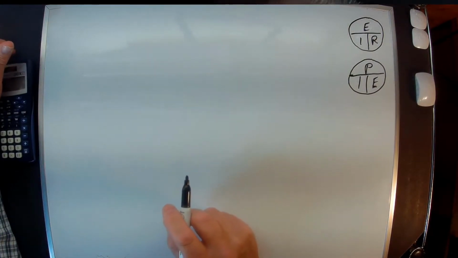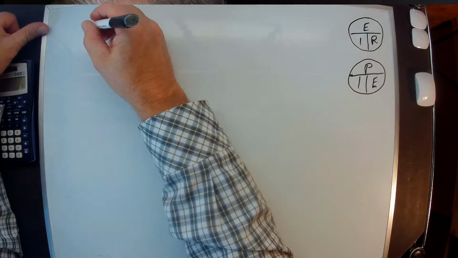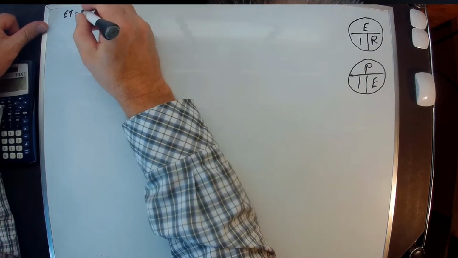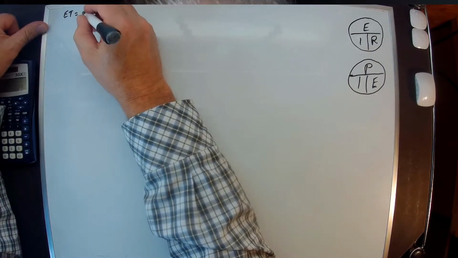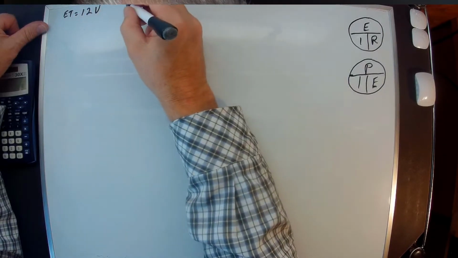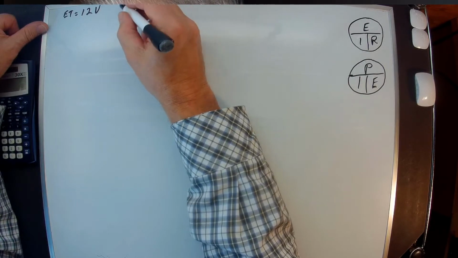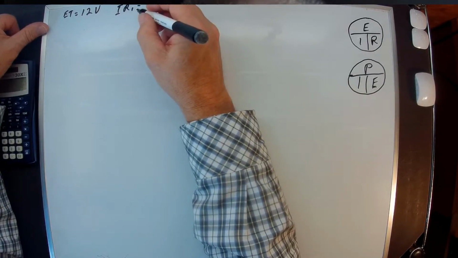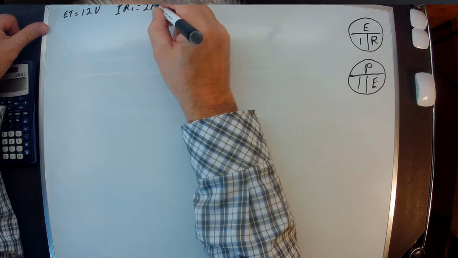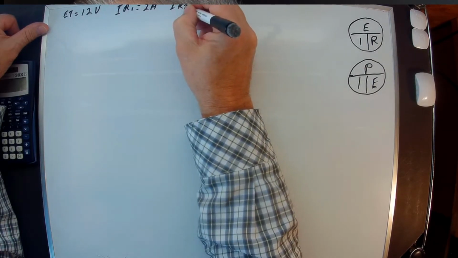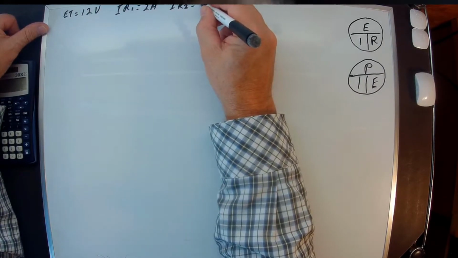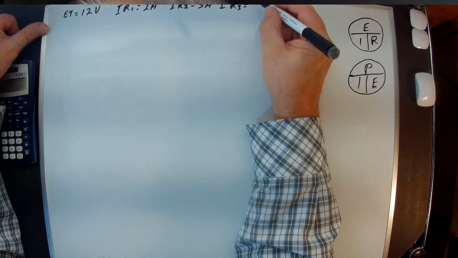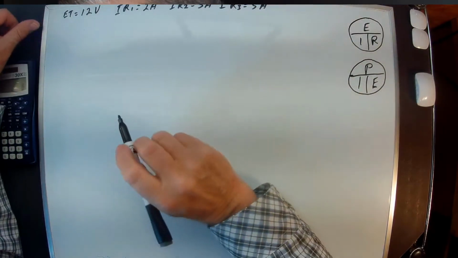So starting out, the first problem I want to work today is a parallel circuit. Let's start out with an ET of 12 volts. Let's do IR1 equals 2 amps, IR2 equals 3 amps, and IR3 equals 5 amps. Okay, so this is the first problem.